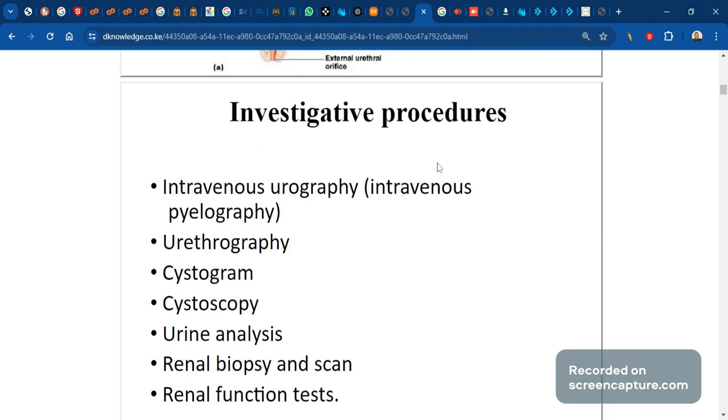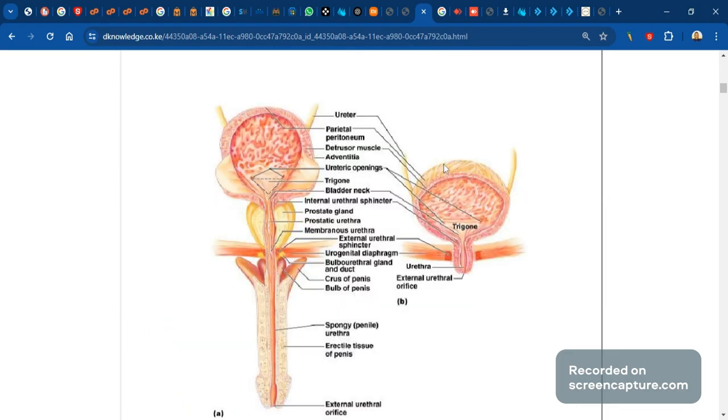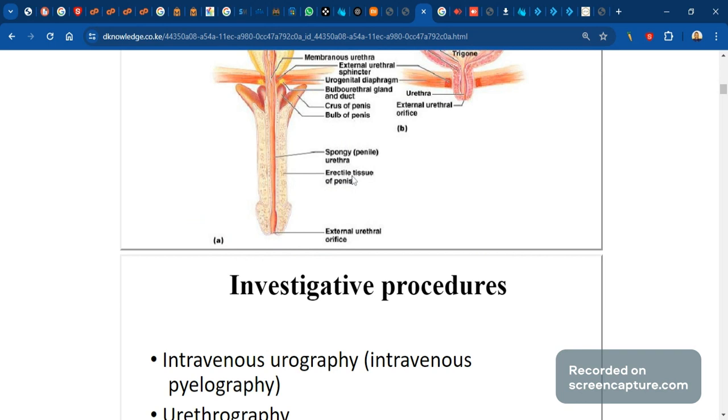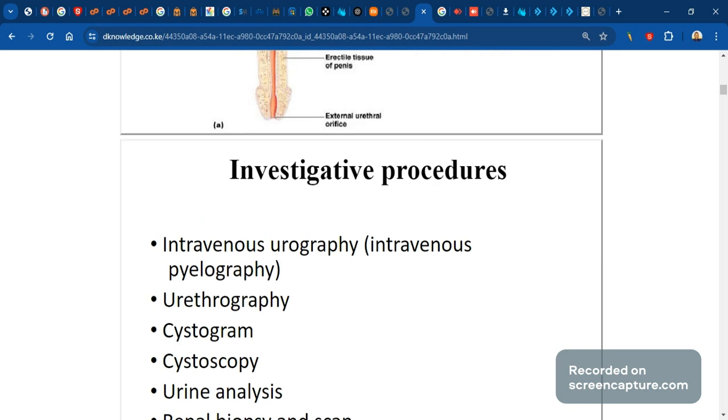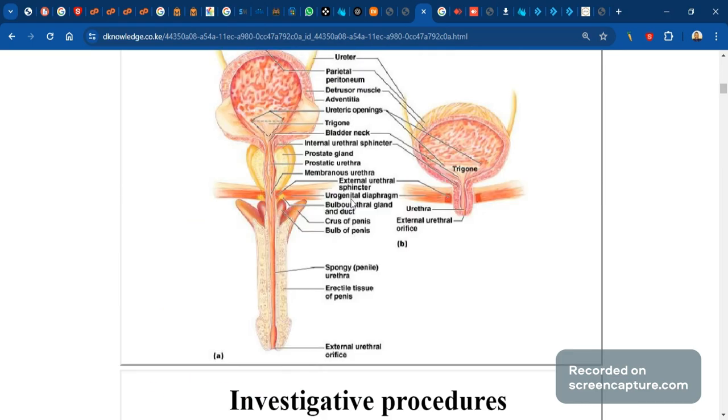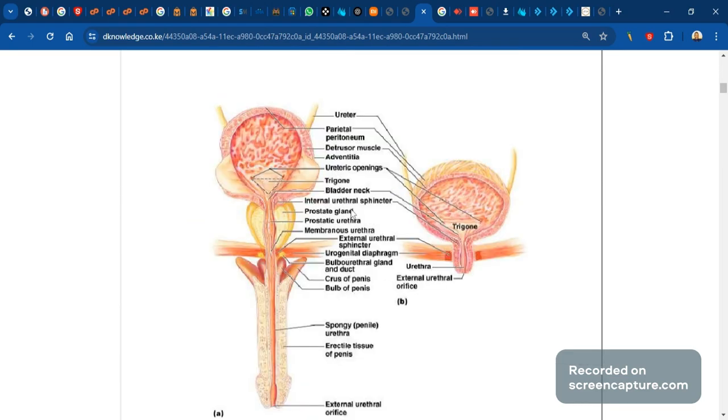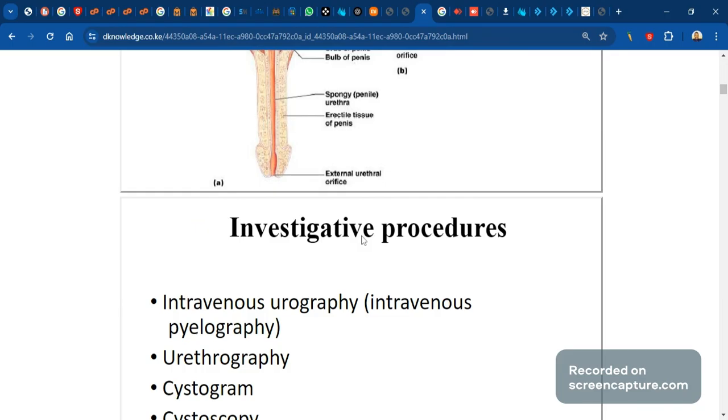Now, investigative procedures. When somebody comes with conditions involving the renal region, there are several. Conditions of the kidney, the nephron, the ureters, all those organs associated with the renal and genitourinary system can be infected or have disorders. So what we do is investigate, okay? Remember acute glomerulonephritis, nephrotic syndrome, those are conditions. We have cystitis, urethritis, prostatitis. Those are infections, and some of them manifest with inflammation.